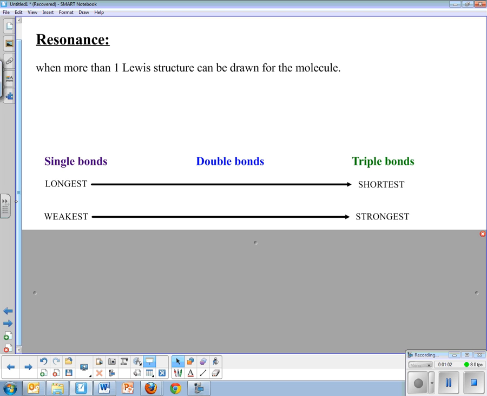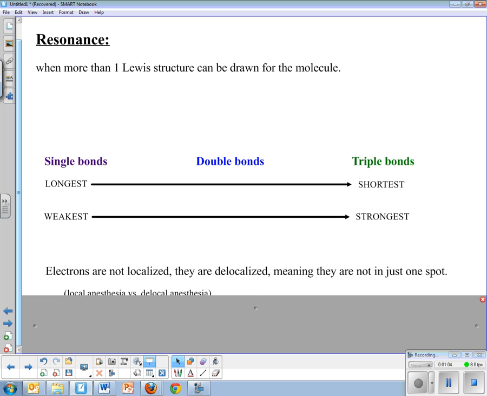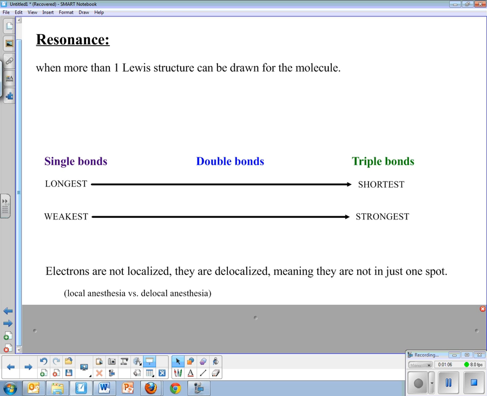So these electrons, in terms of resonance structures, they're not localized, they're what we call delocalized. So that means they're not in just one spot. Localized means in one spot, delocalized means spread out.